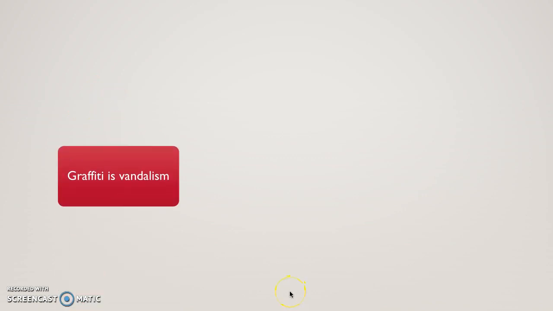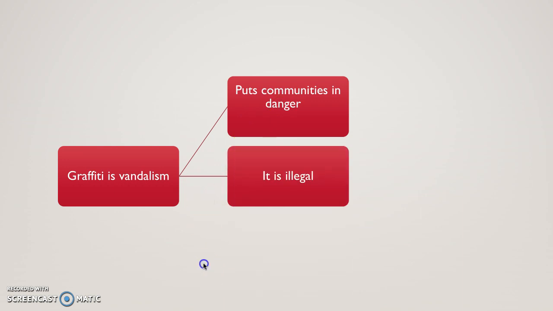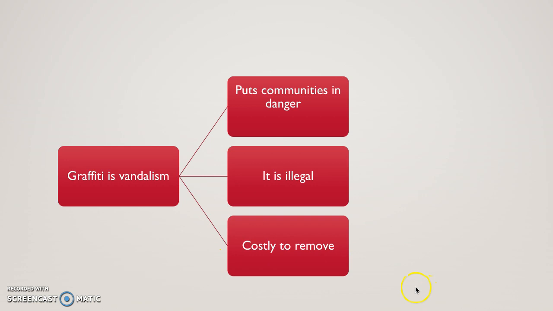So, I've compiled a claim for you to look at with examples, and here we go. So, my claim is graffiti is vandalism. And because graffiti is vandalism, it puts communities in danger. It is illegal, and it is costly to remove. And to back up these claims of it putting communities in danger, being illegal, and costly to remove, I have evidence to back that up.